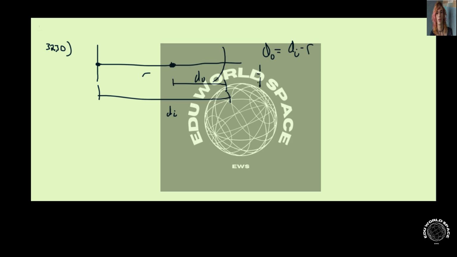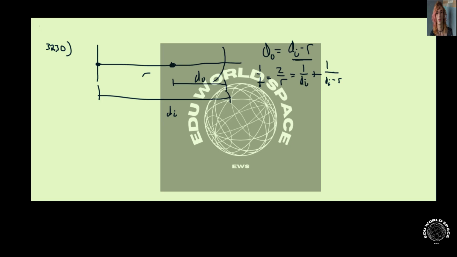So we have 1 over the focal length, which is also 2 over r for this mirror. And this is equal to 1 over the image distance plus 1 over the object distance, but we can put that in there. So this is di minus r.